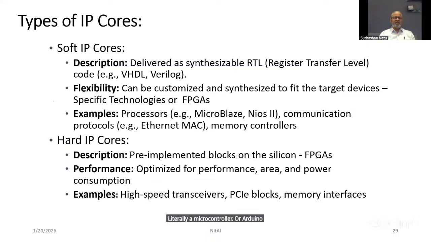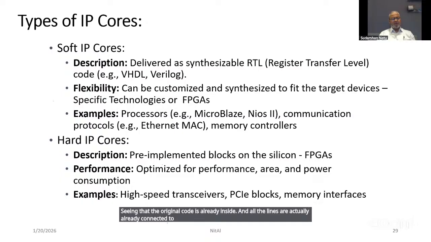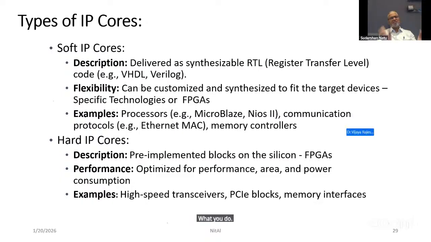Arduino IC. If you are putting that Arduino core IC directly on the FPGA and giving it to you as a combined one, saying that the Arduino core is already inside and all the lines are already connected to you as a board, what you do is write the rest of the portion and use Arduino as it is. You will say, oh, I don't have to do much now. Whatever I used to do in my Arduino, the same thing will work there. And that is the advantage of hard IPs.